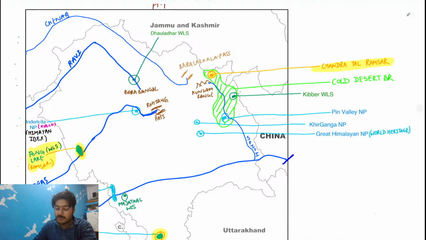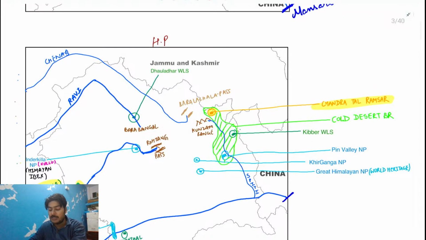Later on, we talked about the biosphere reserve. Cold desert is a biosphere reserve. I have also given the definition of the biosphere reserve: a big area in which the rest of the things will be incorporated, and that is known as a biosphere reserve. So this is the cold desert biosphere reserve.